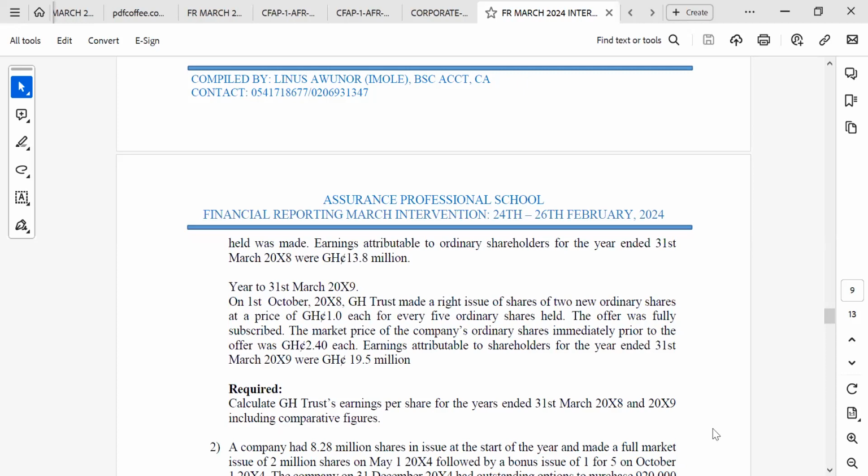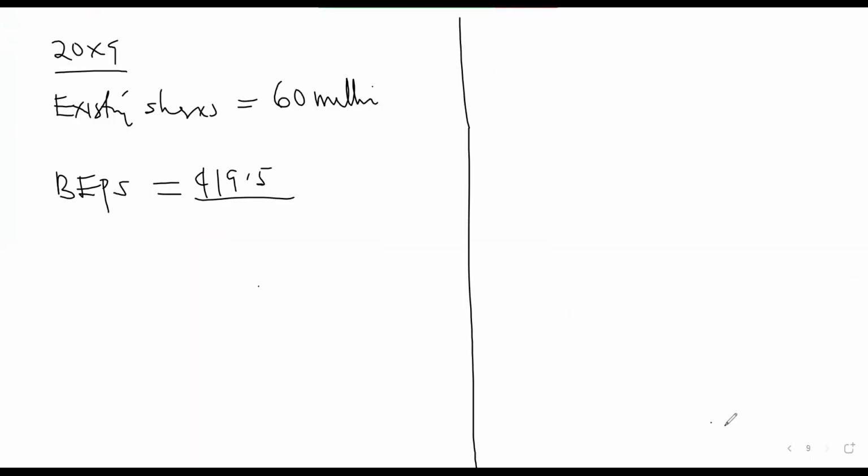19.5 million. Okay. What you have to know is that the 60 million shares will now do a full year in 2x9. Do we agree to that? The 60 million shares will now do a full year in 2x9, because the 8 million will now be ready, which will be used from the beginning of the year to the end. The bonus issue will also be ready. The 40 million, they will also all be ready.